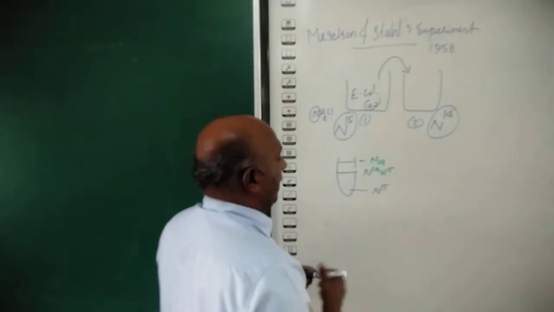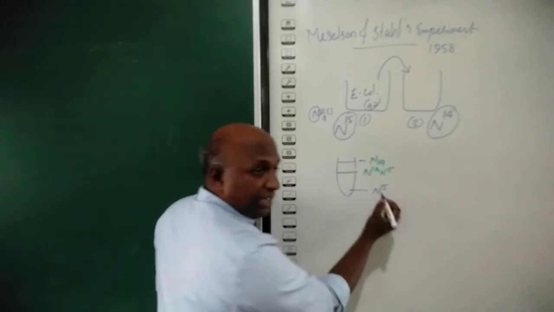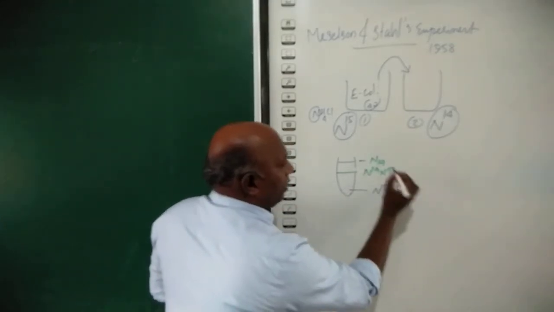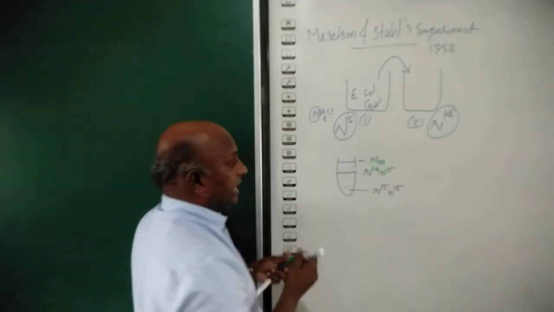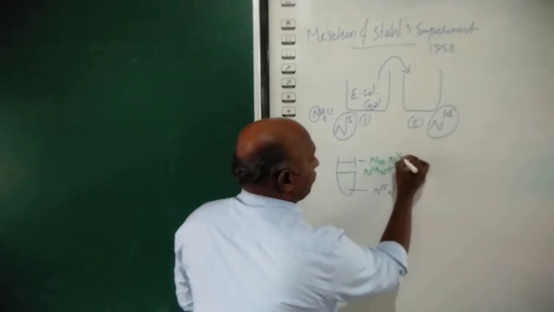Here also some change took place. The pellet, now the name is N15, N15. The supernatant, now the name is N14, N14. It was their result.